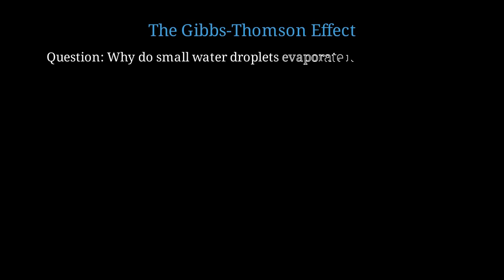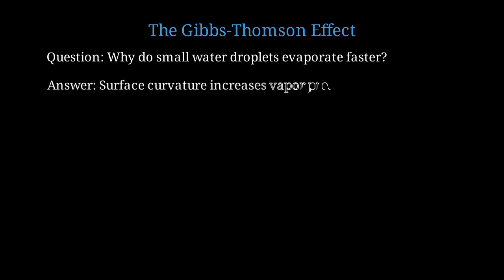Let me ask you a question. Why do small water droplets evaporate faster than large ones, even at the same temperature? The answer lies in surface curvature. The increased surface-to-volume ratio raises the chemical potential of molecules in small droplets. The Gibbs-Thomson equation is the natural log of P over P0 equals 2 gamma Vm divided by RRT, where P is the vapor pressure over the curved surface, P0 is the vapor pressure over a flat surface, Vm is the molar volume, and R is the radius of curvature.